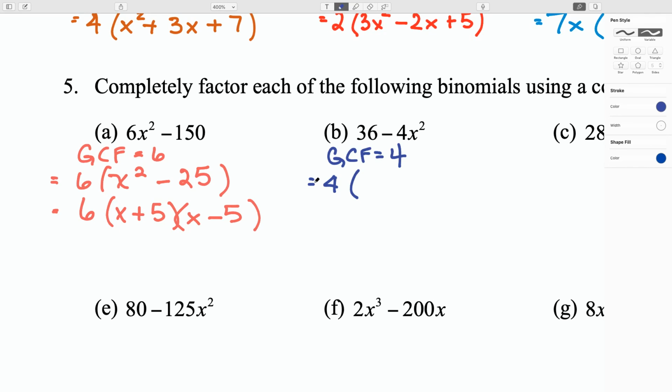Well, I could just go to my calculator. 36 divided by 4 is 9. And then how do I get a minus 4x squared? Well, minus 4, that's minus 1, because 4 times 1 is 4. And I just need an x squared.